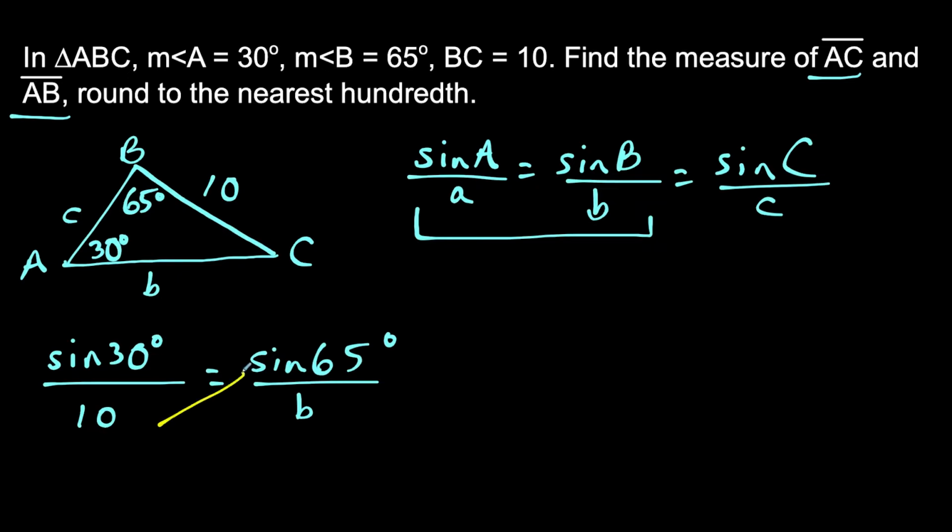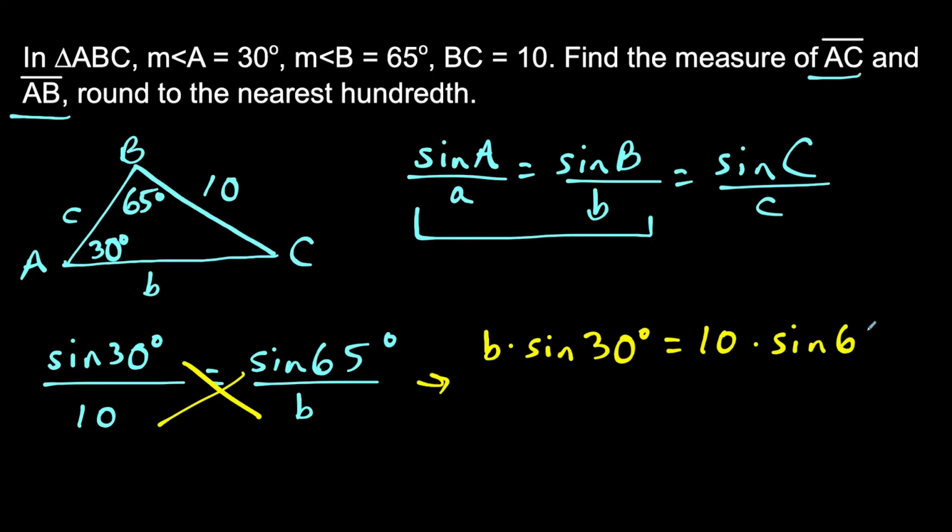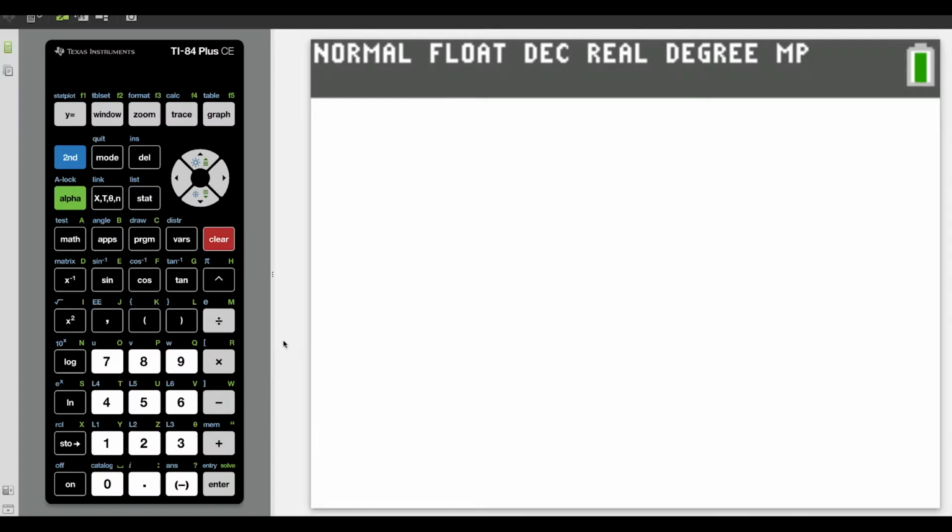Now we'll do a little bit of algebra. We're going to cross multiply, and this gives us b times sine of 30 degrees equals 10 times sine of 65 degrees. To solve for b, we divide both sides by sine of 30 degrees. The rest of this we'll just type in the calculator, so let's go ahead and type this in.